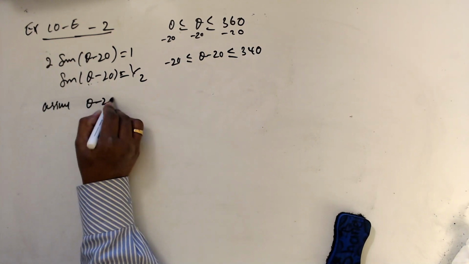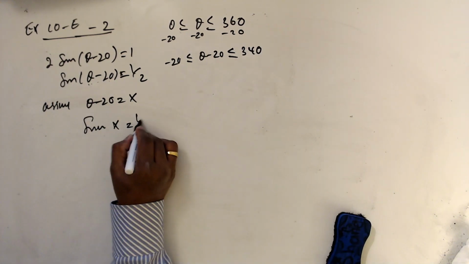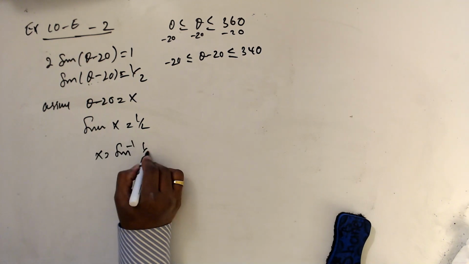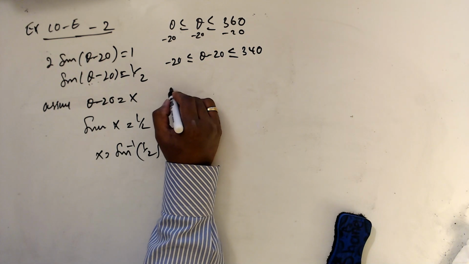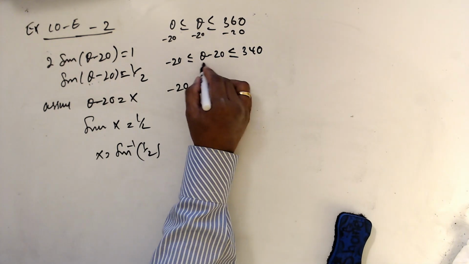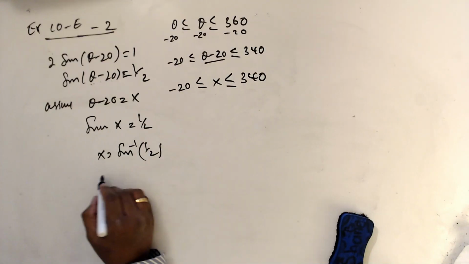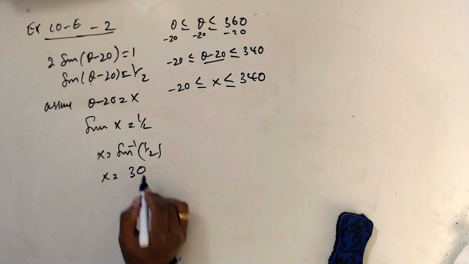Assume theta minus 20 as x. Then sine x equals half, so x equals sine inverse half. Theta minus 20 ranges from minus 20 to 340. So x equals sine inverse half, which is 30.